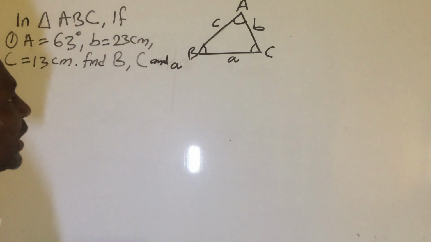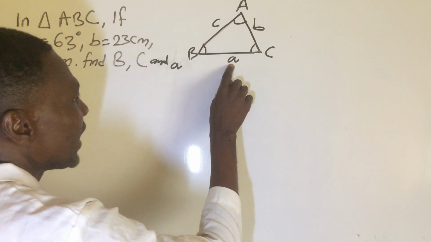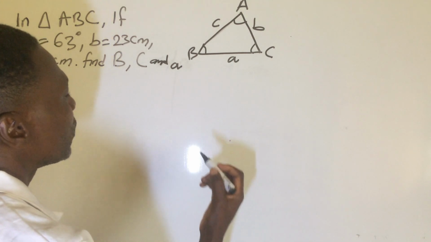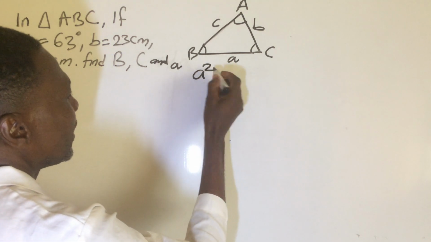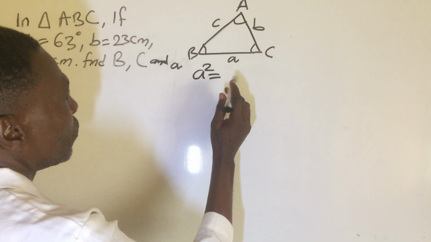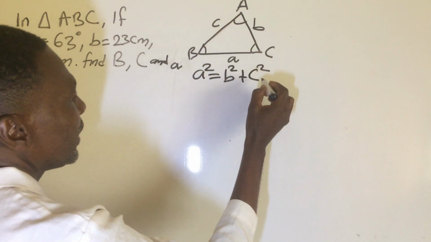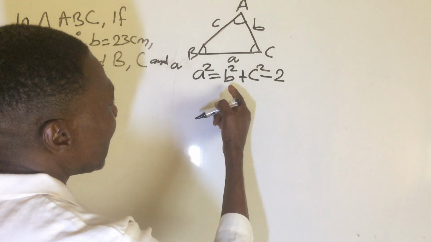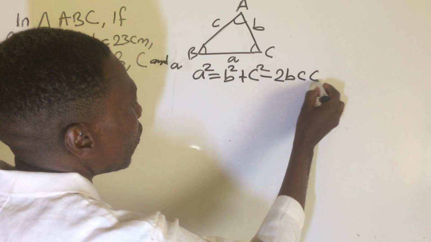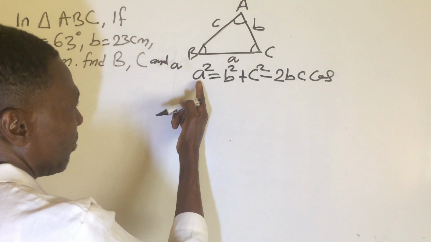If I am looking for the value of this line which I name A, then cosine rule says I should use this formula. The side A I am looking for is equal to the addition of the two other sides squared, which is B squared plus C squared, then minus 2 times B and C, then cos of the angle opposite to the side I am looking for.